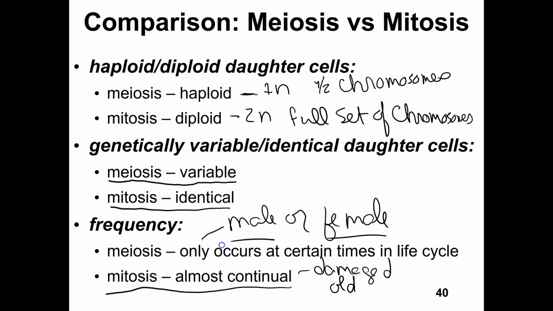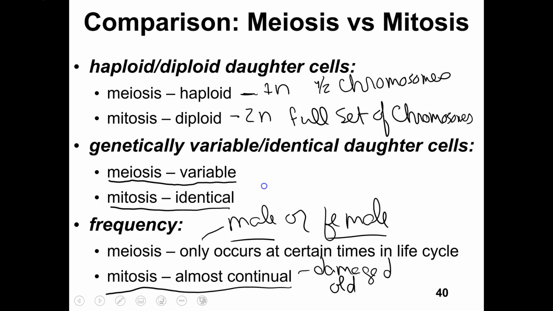Other organisms go through meiosis at certain times within a life cycle too. So think about animals like dogs, cats, deer. They have certain periods where they are in heat, and it's during that time that the female is producing those sex cells and wants to get pregnant.